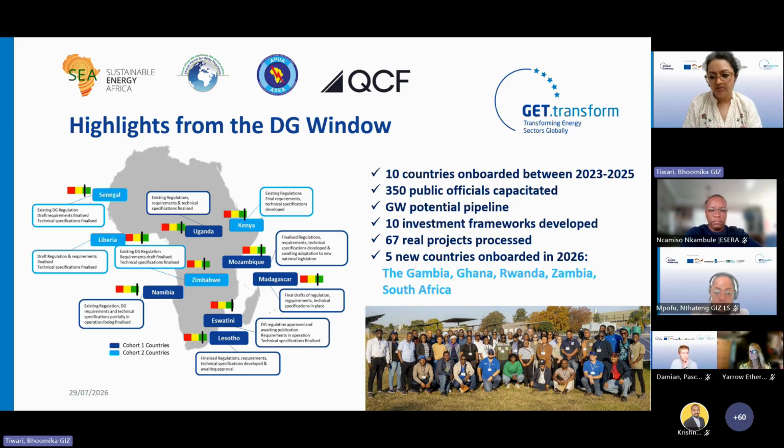This means that we have by now almost over 10 sets of regulatory frameworks in place. We have capacitated over 350 officials in all these many countries, and basically facilitated a pipeline of almost a gigawatt of distributed generation projects. And this includes processing of 67 actual real projects in a few of the countries already.